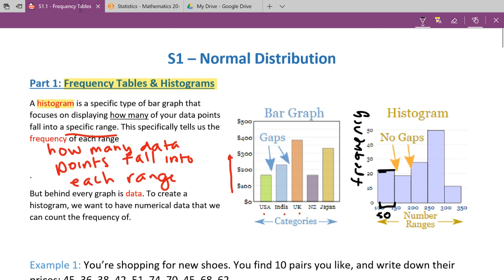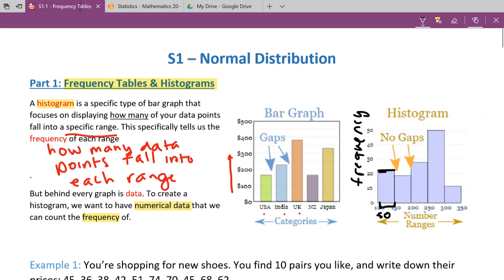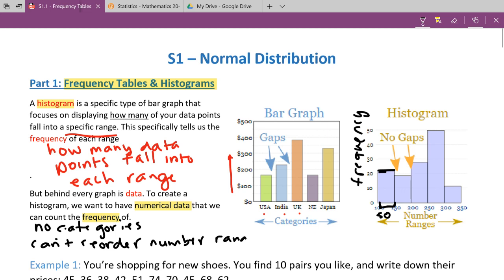It's important that this histogram is made up of this specifically numerical data that we can count the frequency of, because that means that we don't have categories, and because we can't reorder number ranges. So the data in a histogram has to follow a specific shape in this case. We see that it's low at the start, and then as we move to the right, it gets larger, and then it kind of plateaus off.